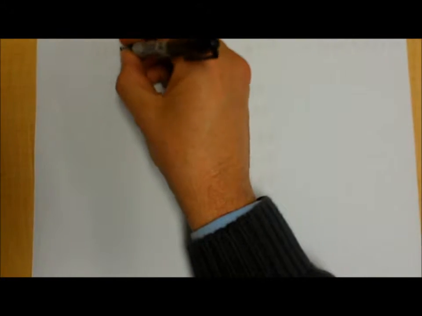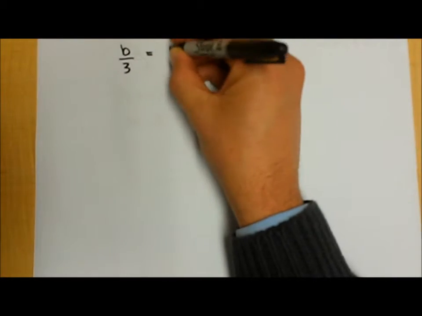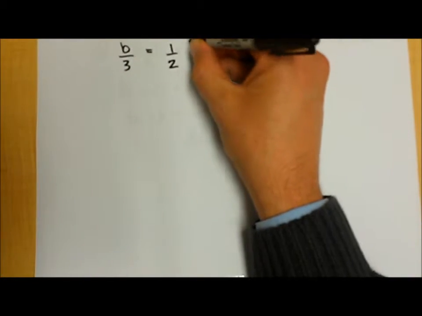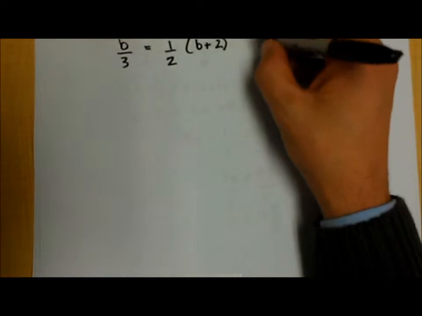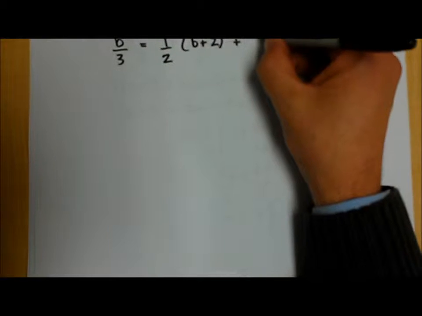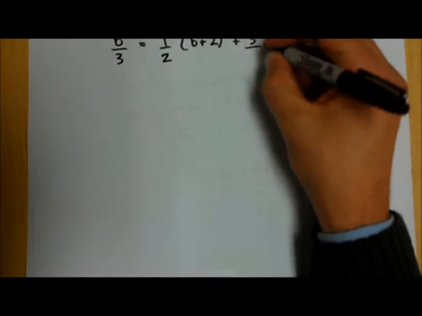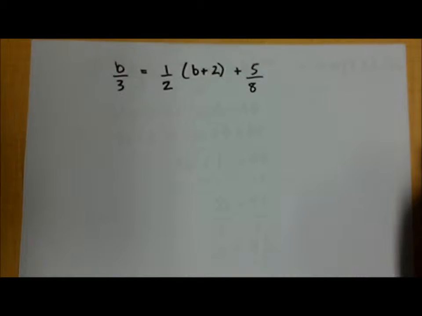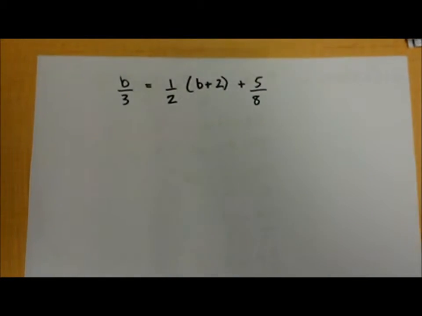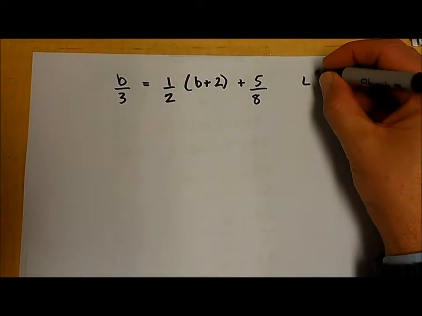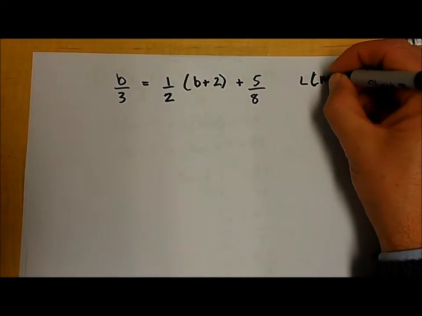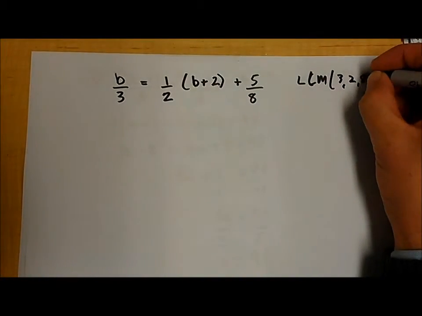Not sure if we can ever have too many examples, but what about this case? What about the case where we have b over 3 is equal to 1/2 of b plus 2, plus 5 over 8. Now in this case, what we're trying to do is get the lowest common multiple of 3 numbers. So we want the lowest common multiple of 3, 2 and 8.